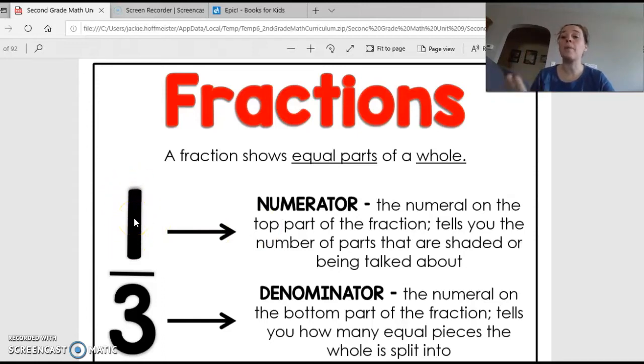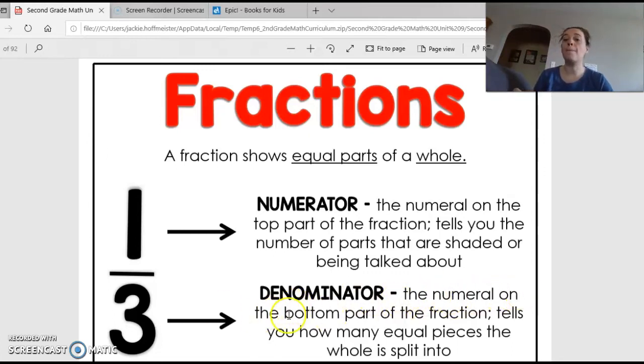tells you how many parts we're talking about or how many parts are shaded. The easy way to remember this: the denominator is down. Denominator is down. They both start with D. Denominator, down. And it's how many parts all together. How many parts are in the whole thing? Denominator, down. How many parts are in the whole thing? That's what this says over here.